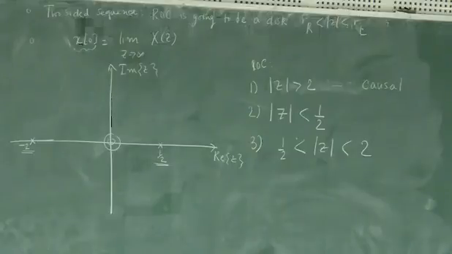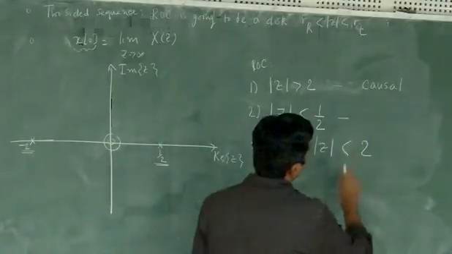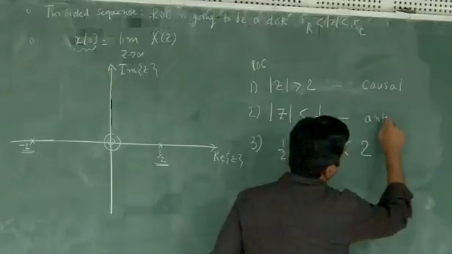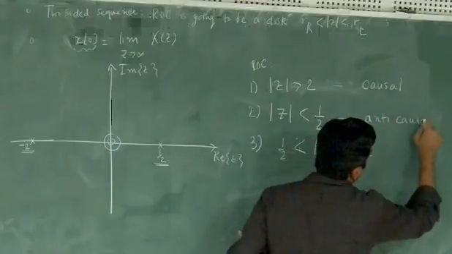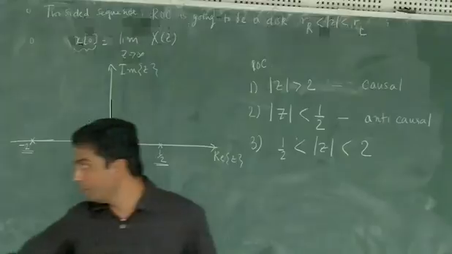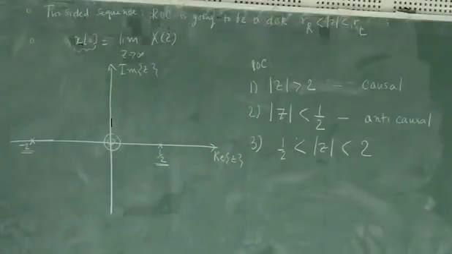The first ROC. So now if I want an anti-causal system, again that follows from the left-sided, right? Now, if I want to have a stable system, it must include the DTFT, right? So, which of these ROCs includes z equal to 1? Third one, right?